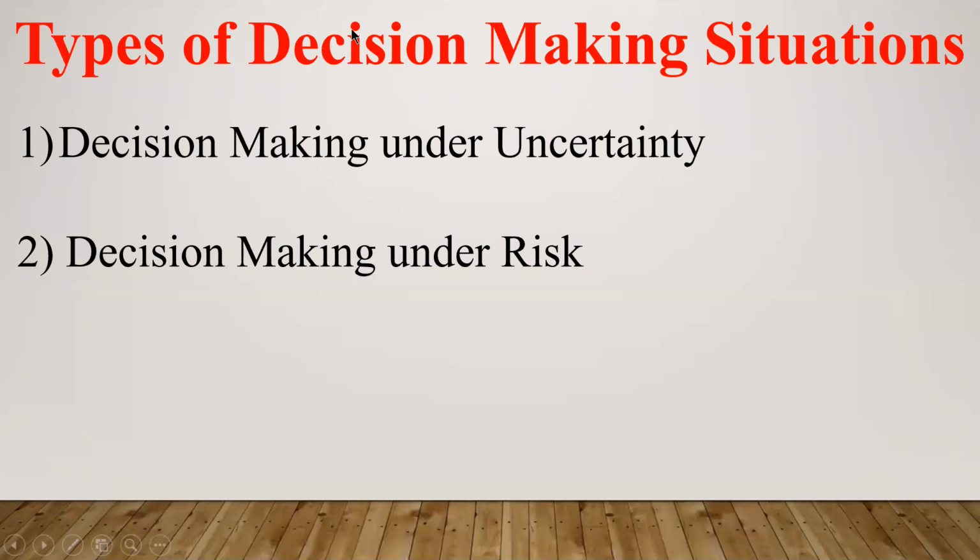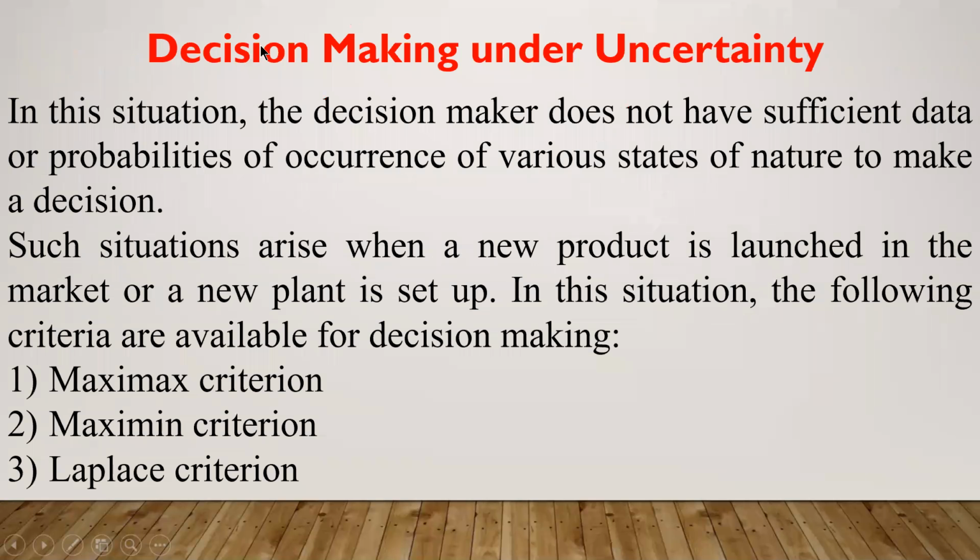Now, there are two types of decision making situations. Actually, there are more than two, but in your syllabus, you have to study only two types of decision making situations. First one is decision making under uncertainty. And the second one is decision making under risk. So today we are going to study decision making under uncertainty. What is decision making under uncertainty?